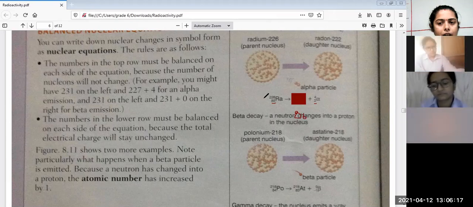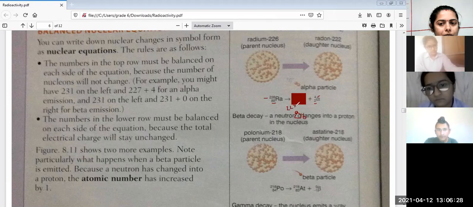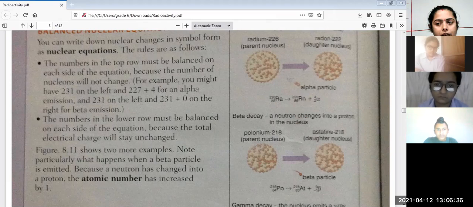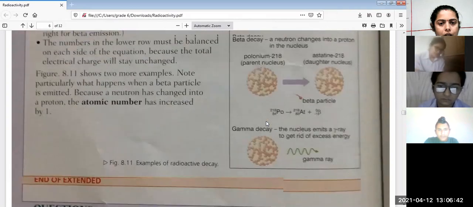And at the top, mass number 226. How much are you going to add to 4 to get 226? That is 222. Then 86 is the atomic number. You will check the periodic table. You will see which element has the atomic number 86. Done? Okay.